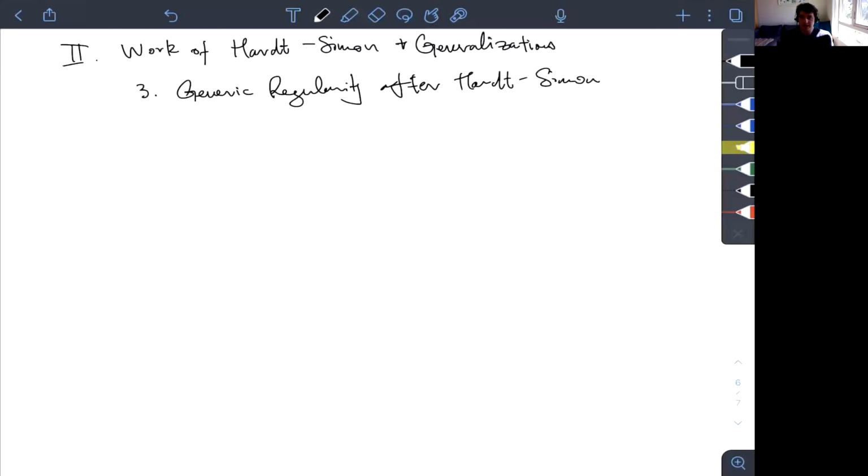Okay, so this is my second talk, and I'd like to talk about the work of Hardt-Simon and various generalizations. The work of Hardt-Simon showed that in certain situations, so you know, in the last lecture, we saw that the plateau problem, where you minimize area for a fixed boundary, could yield singular solutions. And Hardt-Simon showed that in some situations, you can perturb away the singularities. Okay, so let me just start by drawing the picture of the Simons cone.